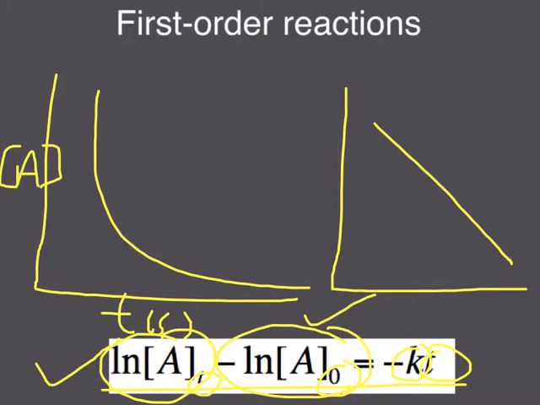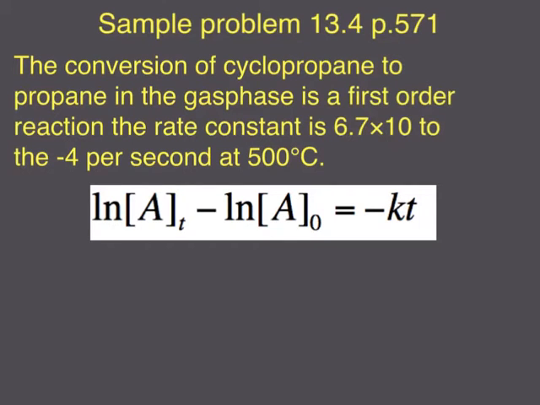Let's try a question and see if we can figure out how to use this. This is a sample problem. It's on page 571 of your textbook. In this particular question, I've only written the first part of it. There's an A, B, and C part. We're only going to do part A. The sample problem 13.4, you see it here. Now for A, it says if the initial concentration of the cyclopropane is 0.25 molar, what is the concentration after 8.8 minutes?